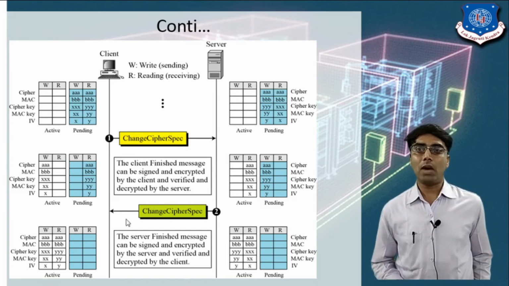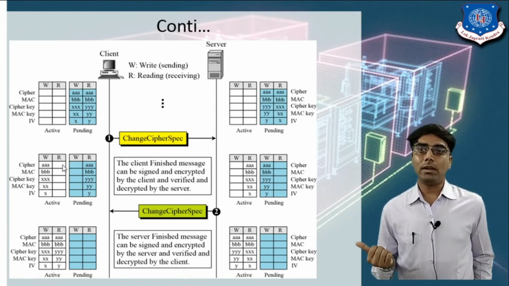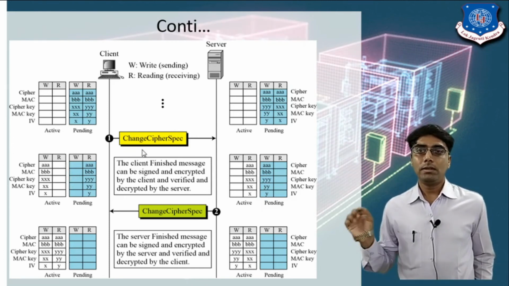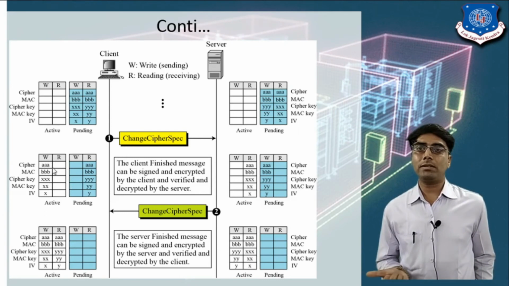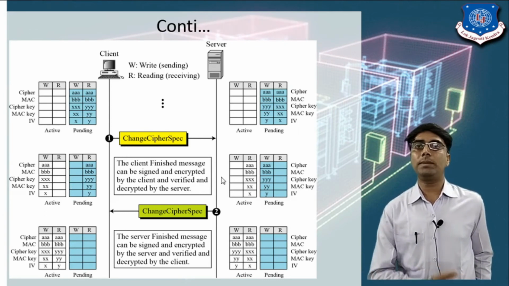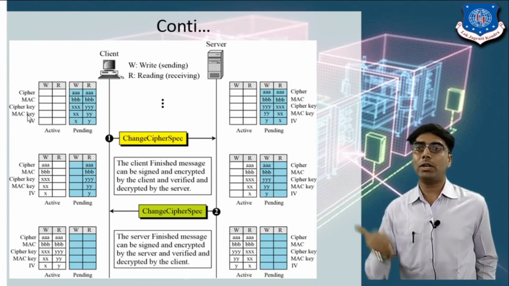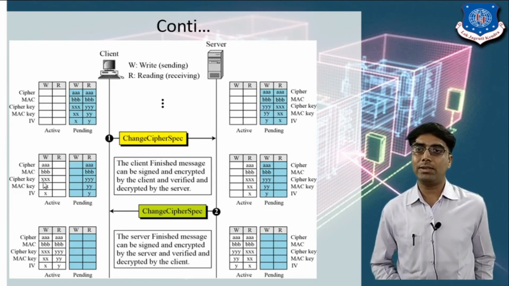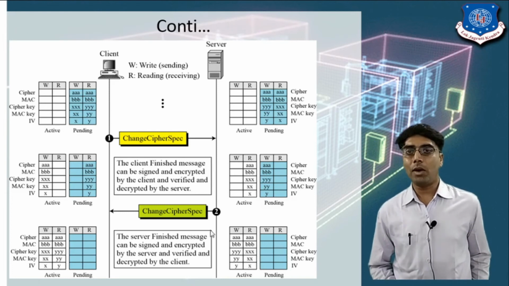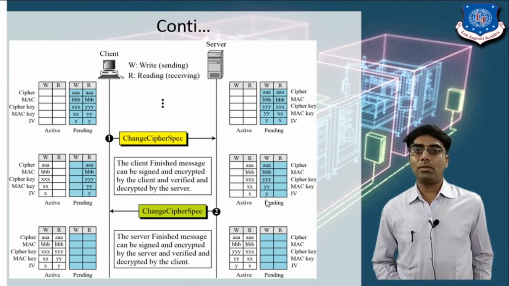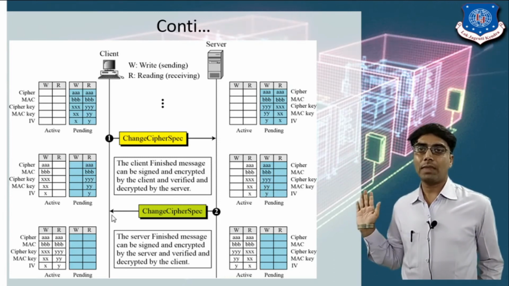Now here you can see this W means sending. The client sends the request to the server. So now change the pending state to the current state, and the current state is the active state. Now the same for the server: the server will send the service to the client.